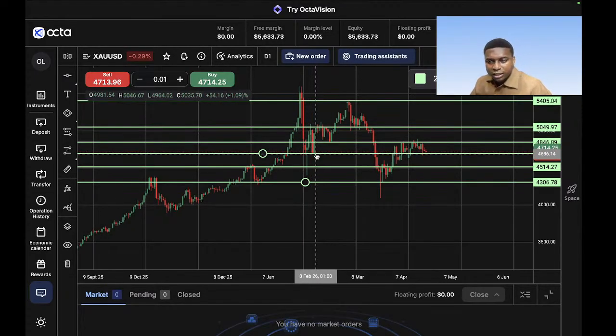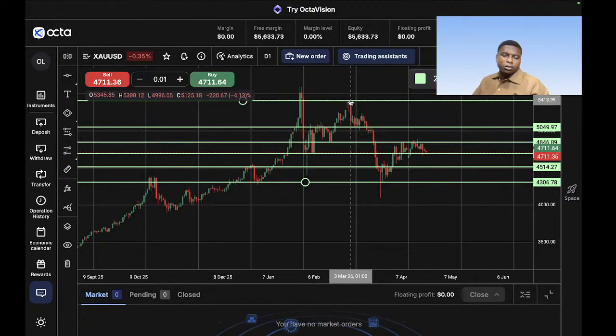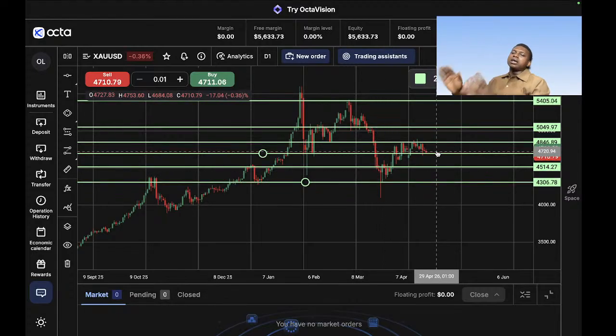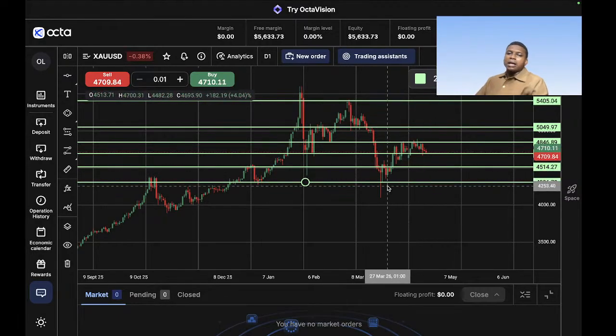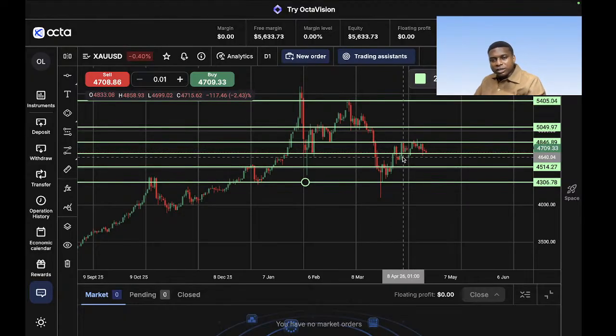So the support zone was created at 4,600, right? And then we can see how price has bounced off this level, likewise created another support, bounced off, met with another resistance above here, was pushed back down, broke out of this support zone, and went as far down as 4,300, right?